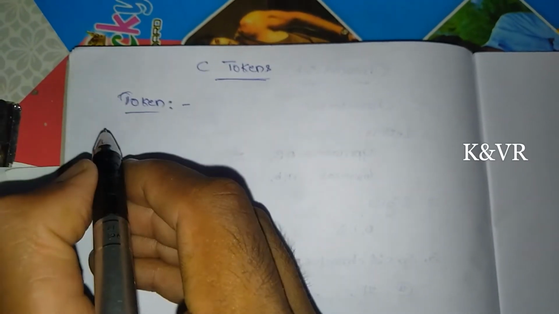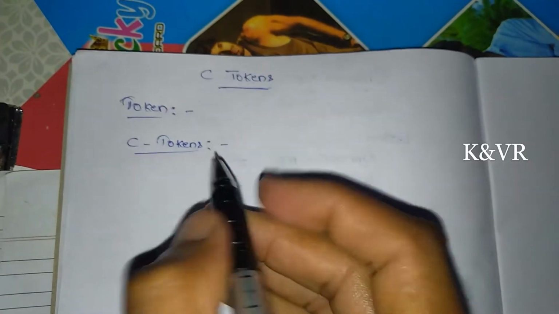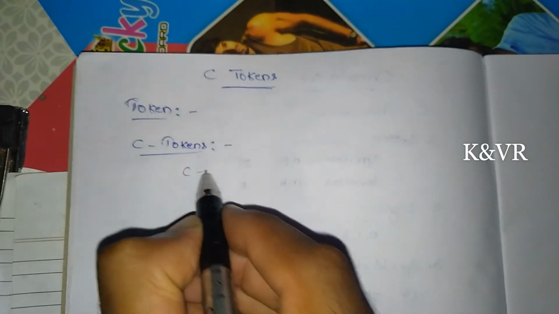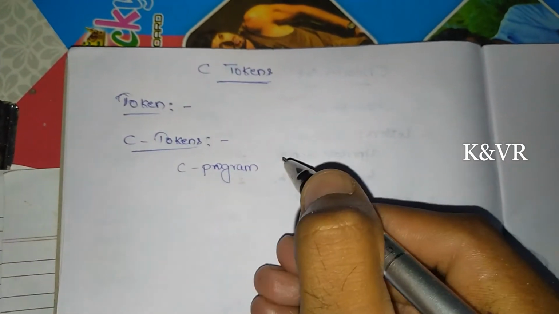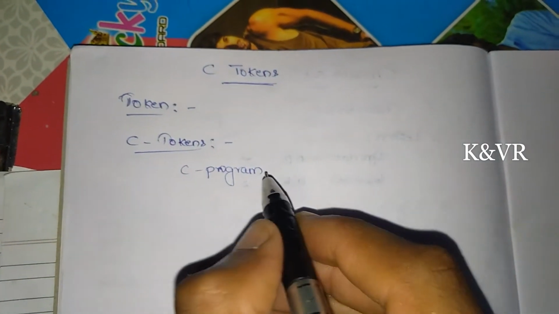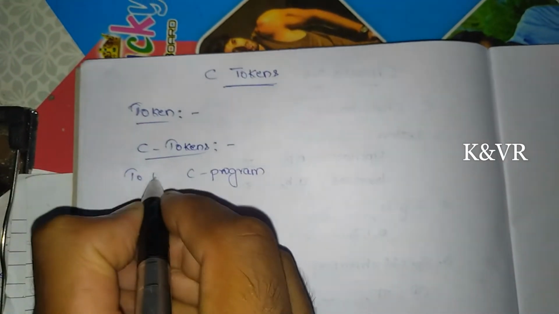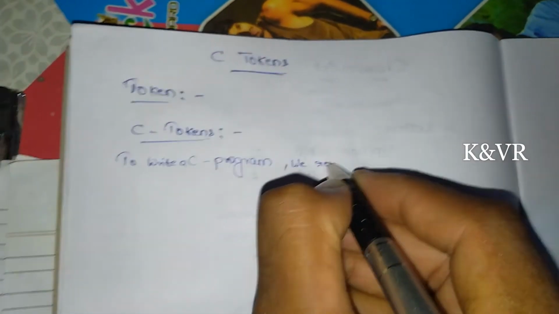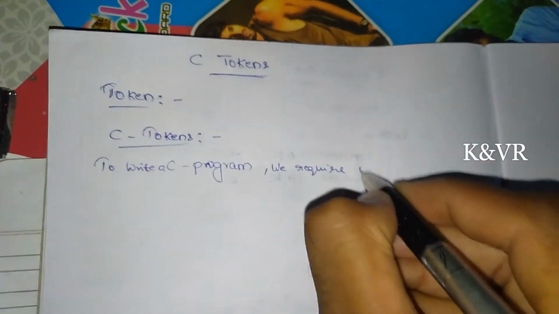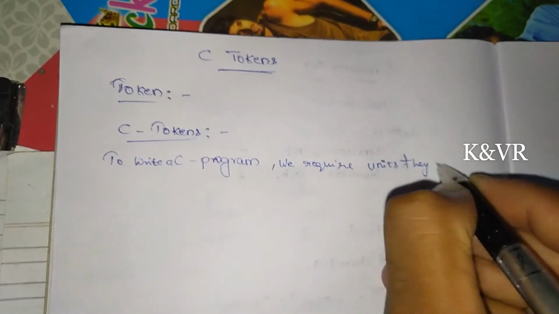Similarly, in C we have C tokens. What are C tokens? To write a C program we need some individual units, that means the building blocks. They are called C tokens. To write a C program we require some units. They are C tokens.